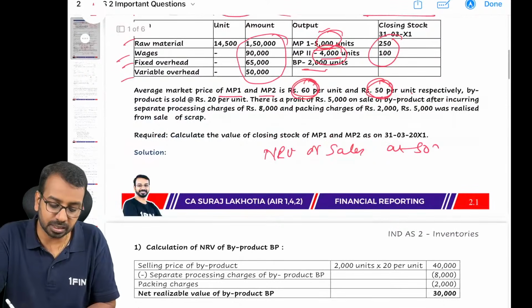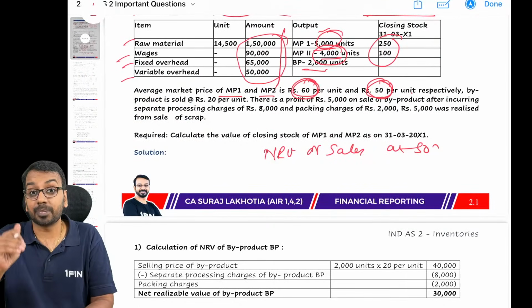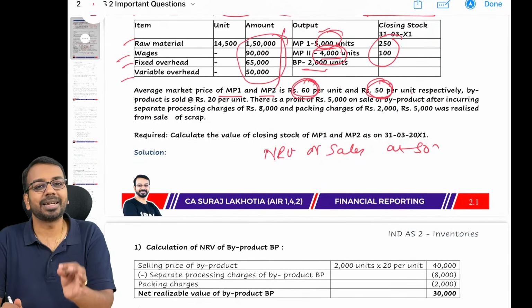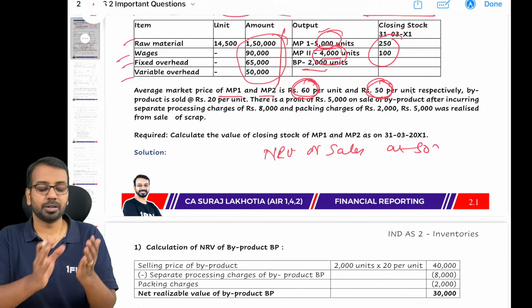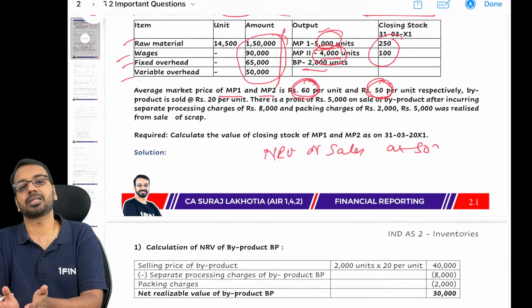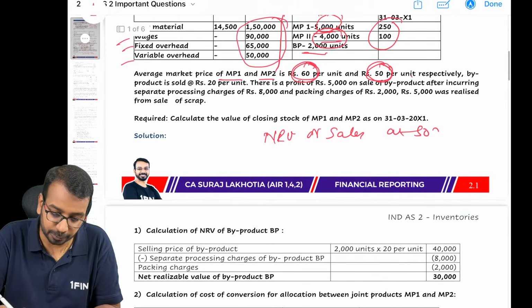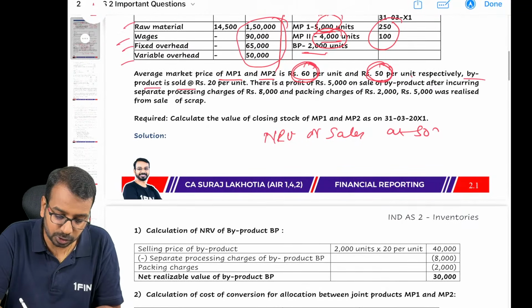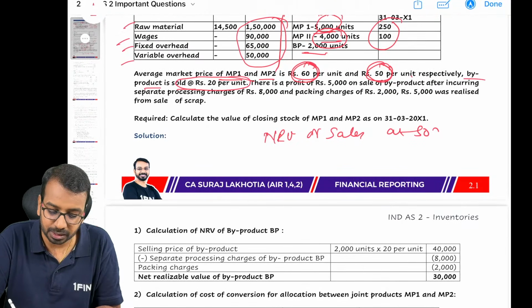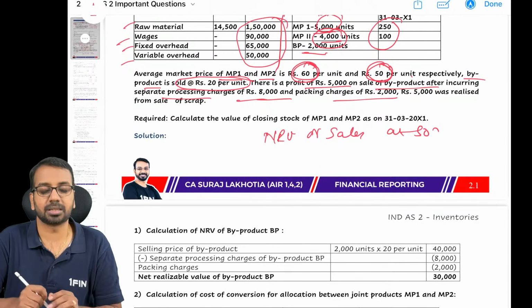As far as cost is concerned, we'll take all the cost. From that cost, we will reduce the net realizable value of the byproduct and the scrap. What is the NRV of byproduct? Byproduct is sold at 20 per unit. There is a profit of 5,000 on sale of byproduct. Separate processing charges of 8,000, packing charges of 2,000.